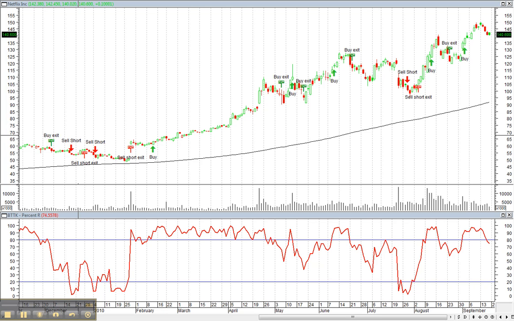Today we're going to take a look at the Williams percent R indicator, but what I want to do is introduce you to the Big Trends way of using this particular indicator. Now the indicator is at the bottom, and as you can see, it is an oscillator.